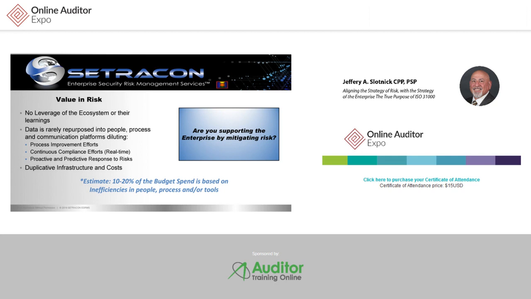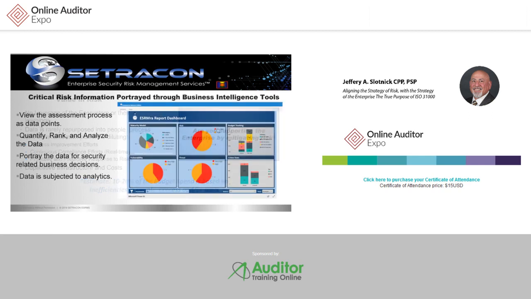When we're looking at risk from a data standpoint, and as we look to the future and we start talking about artificial intelligence and business informatics through machine learning, we can actually become predictive in responding to risk and identify risks that are on the horizon. It also helps us to eliminate duplicative infrastructure costs where different silos in the same company may be investing in similar things that are actually dual purpose. What we have found in a lot of our audits is that 10 to 20% of a budget spend in an enterprise is based on inefficiencies in people, processes, and tools. So it's not just about risk, it's about identifying inefficiency.